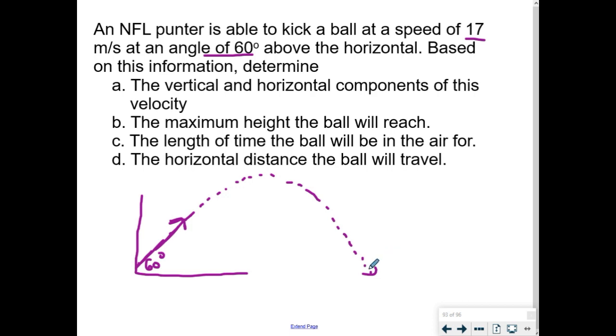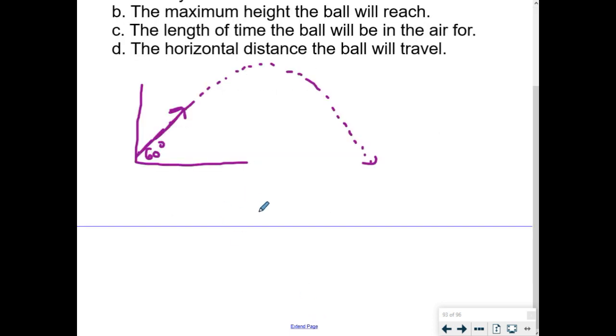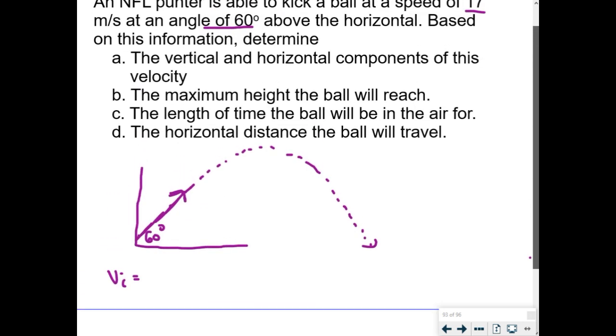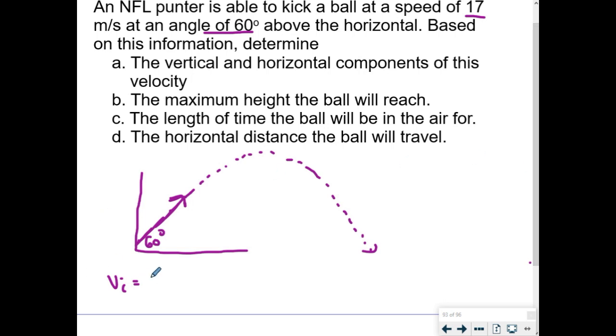And so we have different information this time. If I were to write this out, we would know that the velocity initial is 17 meters per second.